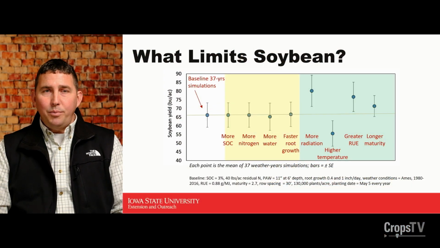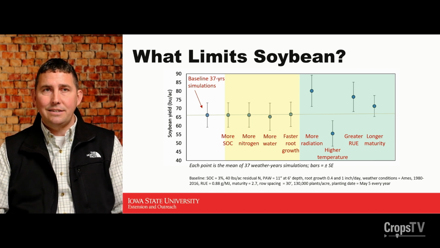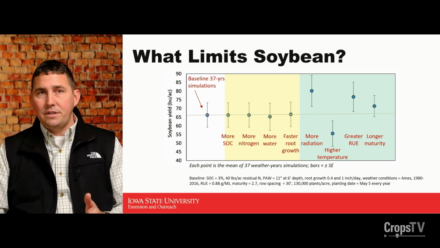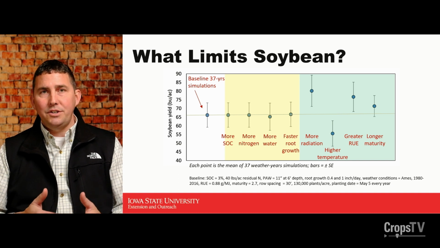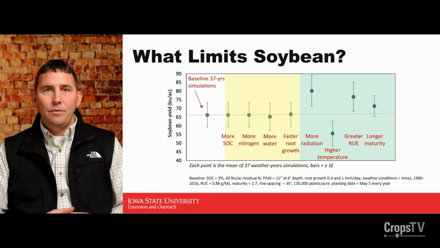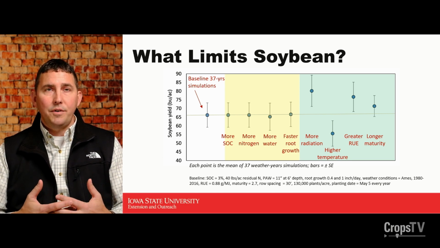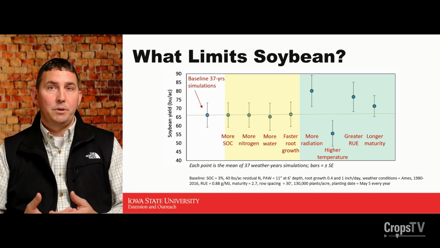Another slide that I've pulled out of the archives. This slide is actually from Ceterius orchentulus, and a couple years ago, he ran a scenario looking at 37 weather years and just simulating for common recommended practices what the yield potential was in Iowa, and it was about 66 bushels per acre. There in the yellow area, what he did is he just increased those things by a single factor. In one simulation, he just increased the soil organic carbon. The next one, he just increased the nitrogen, increased the water, increased the root growth rate. And one thing to notice is that by just increasing those single factors, none of them really had an impact on our soybean yield or the estimated soybean yield.